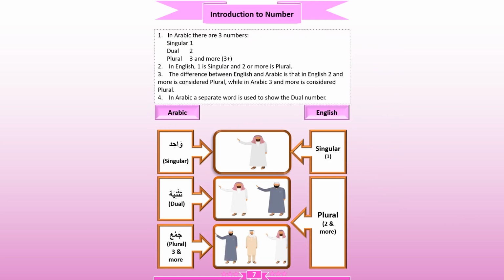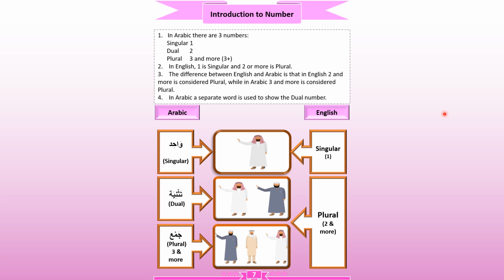Now we can go to the book. The introduction to number, there are a few points listed here. Number 1, in Arabic, there are three numbers: singular, dual, and plural. Singular 1, dual 2, plural 3 and more. Point number 2, in English, 1 is singular and 2 or more is plural. Point number 3, the difference between English and Arabic is that in English 2 and more is considered plural, while in Arabic 3 and more is considered plural. That's the key difference. Point number 4, in Arabic a separate word is used to show the dual number. So whenever we want to show that something is dual in Arabic, we use a separate word.